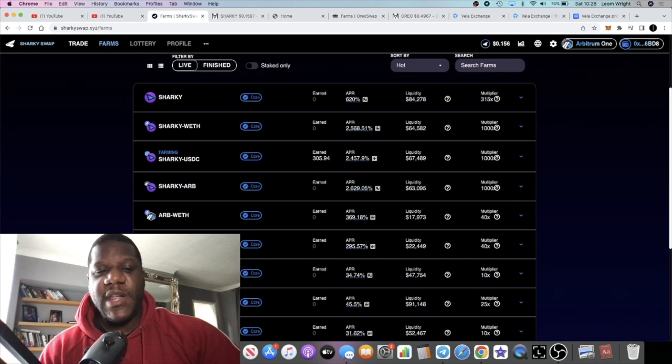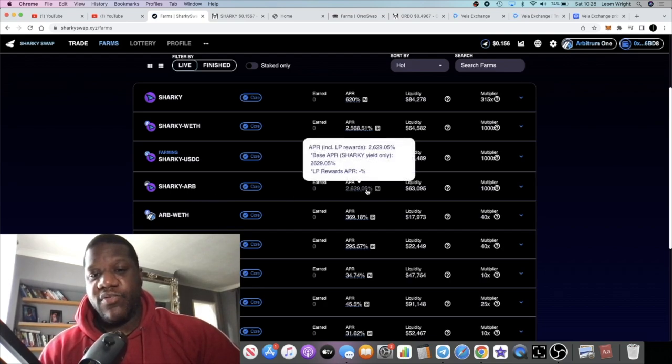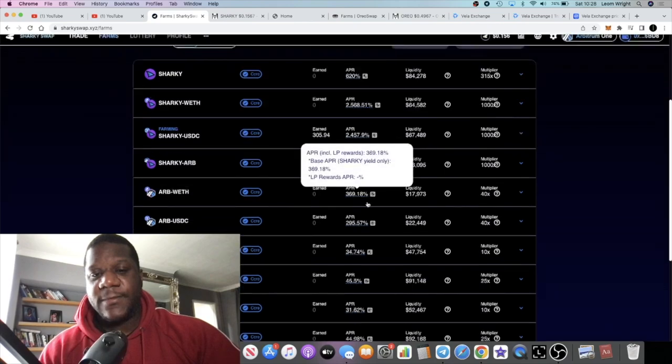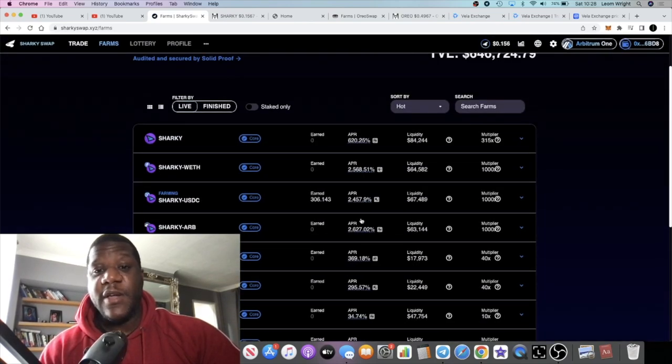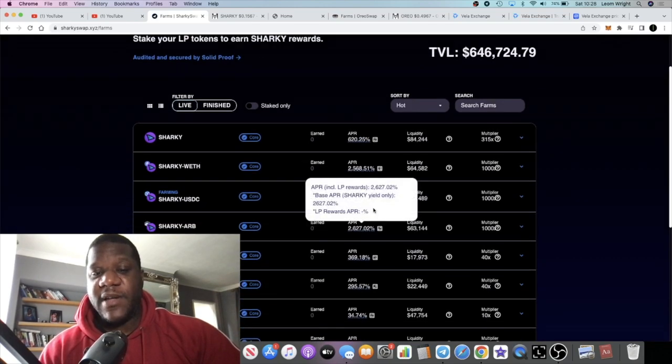But you can see that you can pair up your Arbitrum tokens with USDC or Wrapped Ethereum, or even a native token for this particular project, Sharky, and get some pretty aggressive APRs. And these guys have been consistent with the APRs, actually, for a while. So they're still offering a juicy APR. It won't last forever, of course.